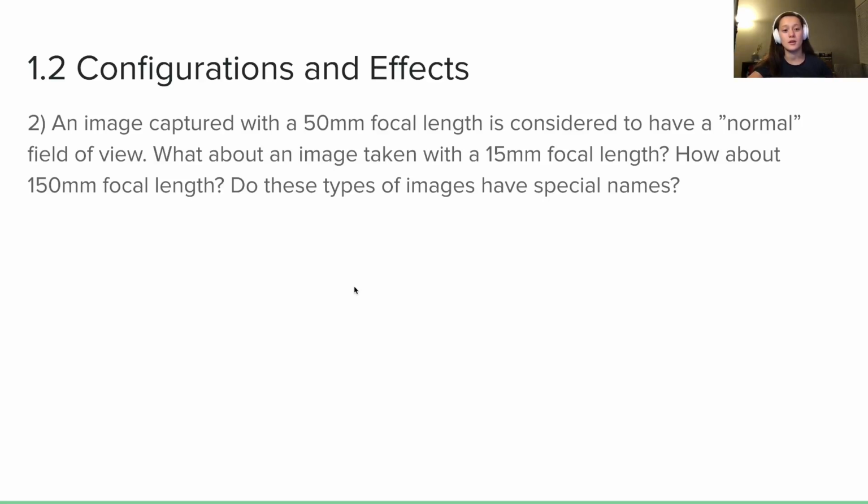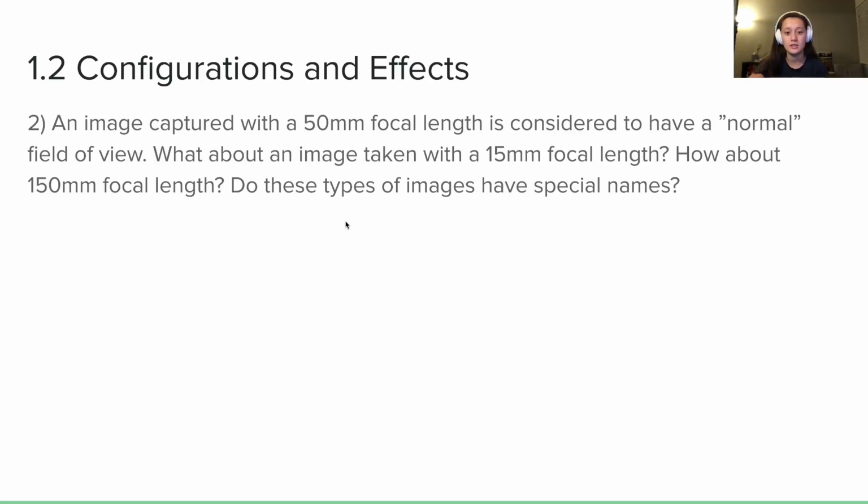Alright, so an image taken with a 15mm focal length, as we talked about in the last question, is going to have a much wider field of view. And a camera or image captured with a 150mm focal length is going to have a very narrow field of view.